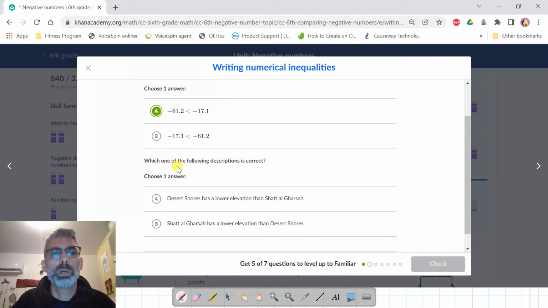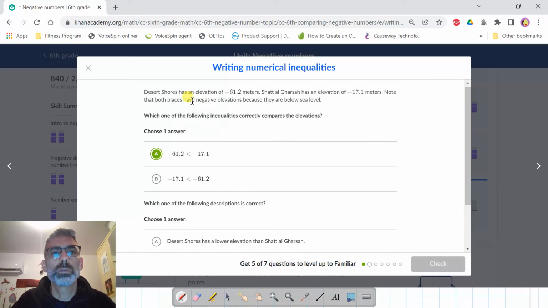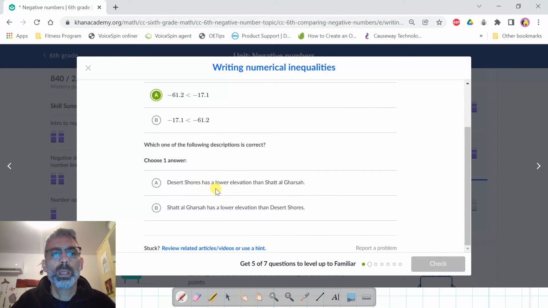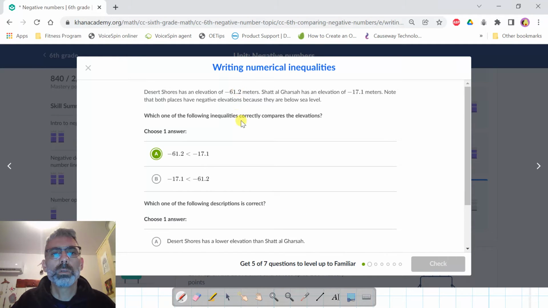Which one of the following descriptions is correct? Desert Shores has a lower elevation than Chatel Jalsa. That's correct. Lower. This is lower than this.